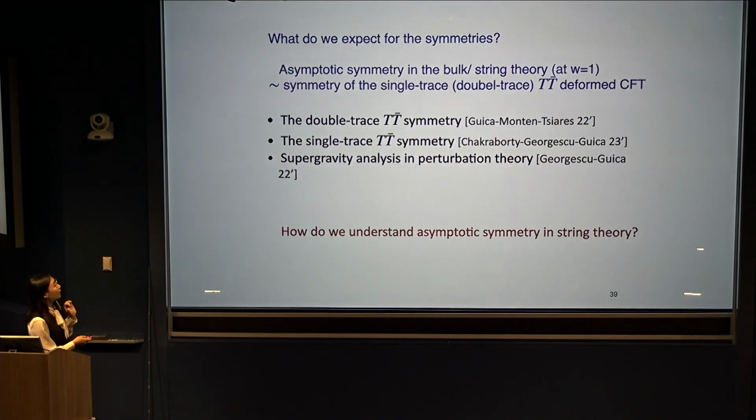Okay, then finally, let me mention the symmetries. There is previous work by Monica and friends on the field theory side, and also about the TTbar-deformed symmetry, and also supergravity perturbation analysis. And the result is that in certain non-local coordinates, you can find two Virasoros. They are non-local, but they are commuting. And a question for us is: can we find asymptotic symmetries in string theory?